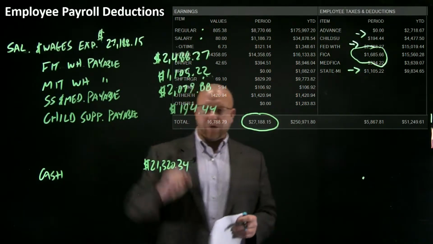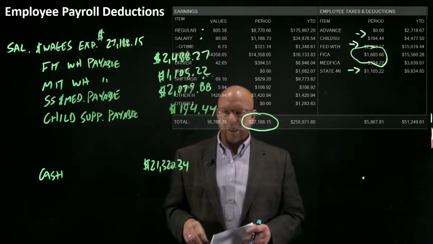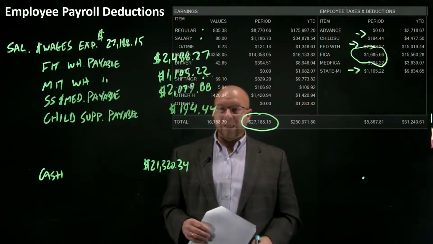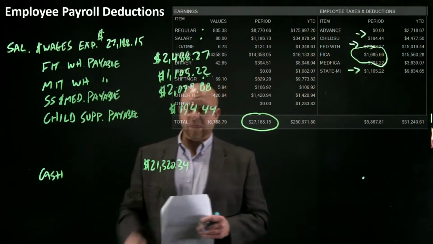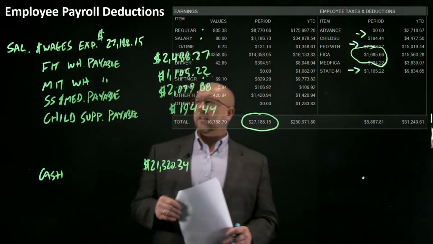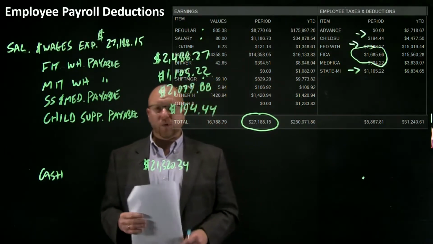And now we have a journal entry that records the entire company's payroll. A little bit of a gap here because I started with the cash, but I think you guys can still work with that. If you do the math, you will see that the total of these credits is $27,188.15. Total of debits is $27,188.